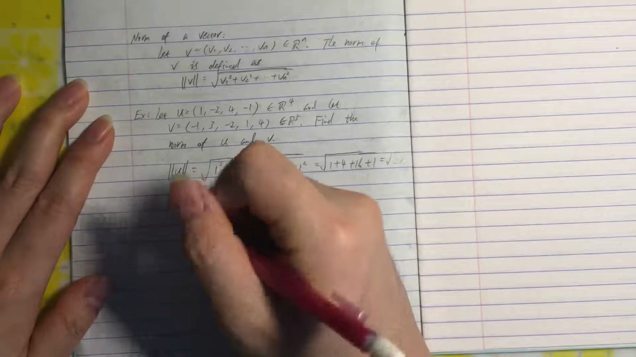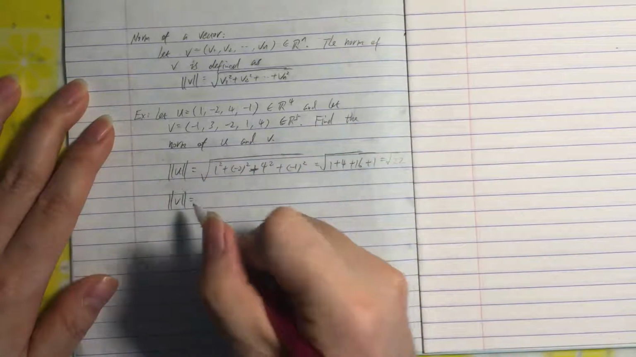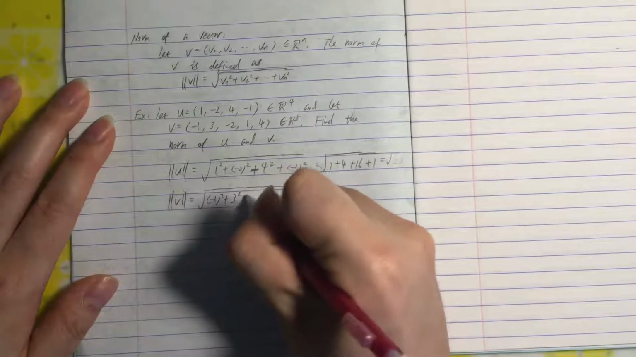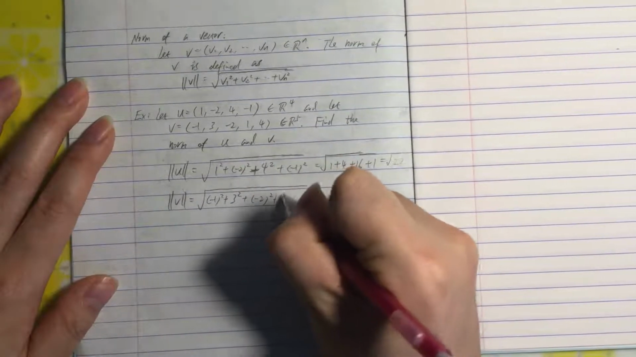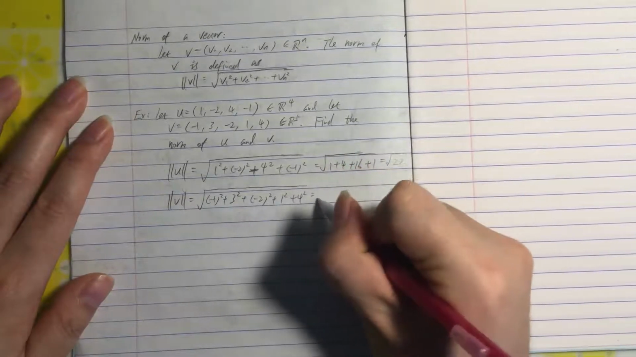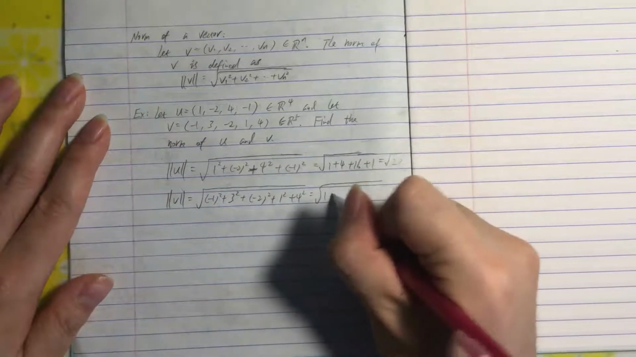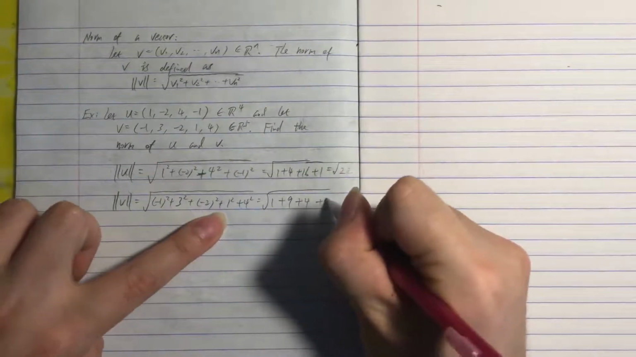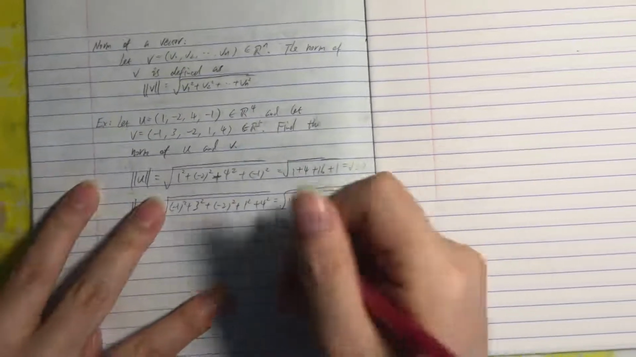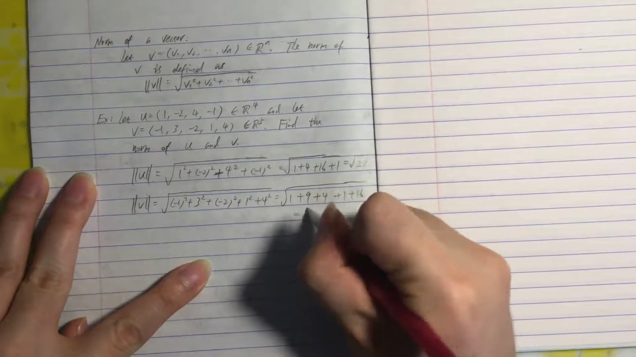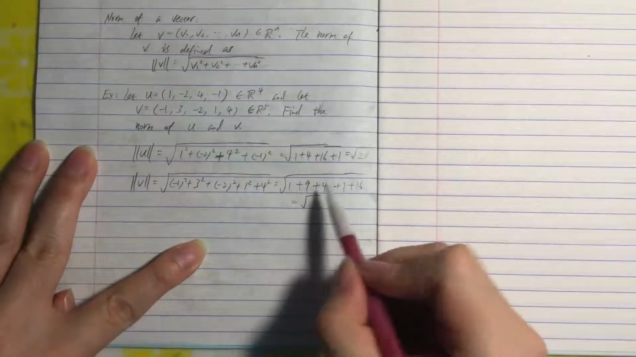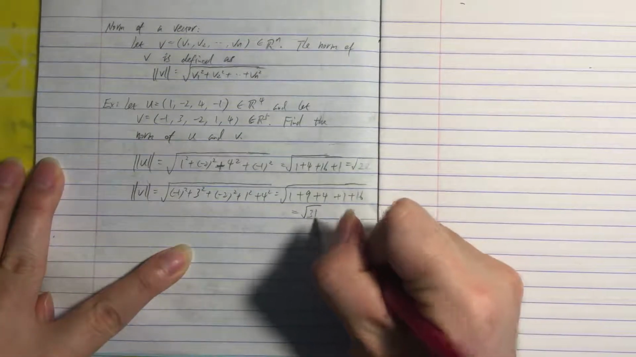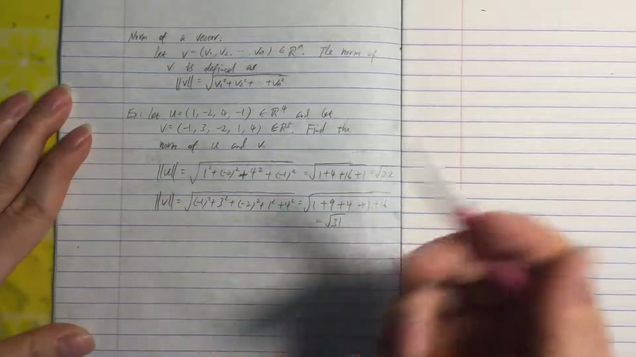And similarly, for the norm of vector V in R5, do the same thing. Take the square root of -1 squared plus 3 squared plus -2 squared plus 1 squared plus 4 squared. Together we get 1 plus 9 plus 4 plus 1 plus 16. Altogether, 1 plus 9 is 10, 4 plus 1 is 5, so 15. 15 plus 16 is 31. I get the square root of 31. That's the norm of vector V in R5.